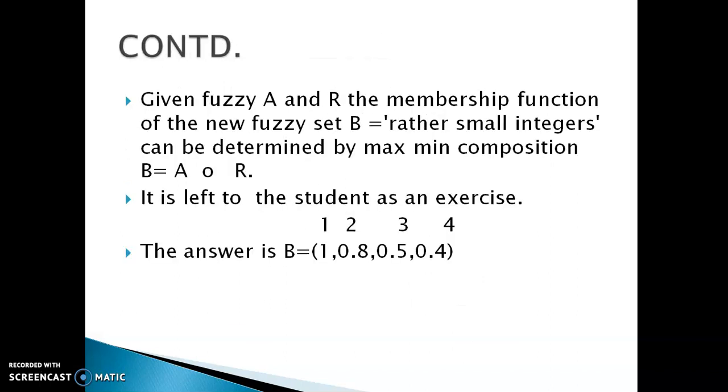So given this fuzzy set A and R, the membership function of the new fuzzy set B, rather small integers, can be determined by max-min composition, B equals A o R. It is left to the student as an exercise. So the answer can be cross-checked: B equals 1, 0.8, 0.5 and 0.4.